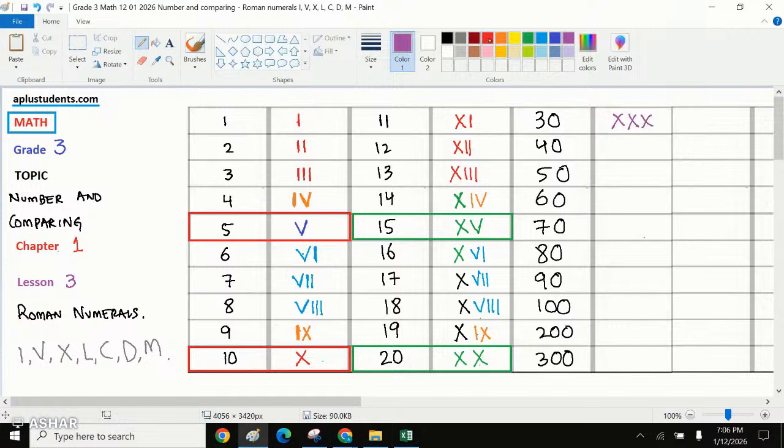But there's a different rule for 50. Once we need to write 50, 50 is denoted by L. Okay. So what about 40? 40 is 10 less than 50, right? So we say 10 subtracted from 50. Okay.